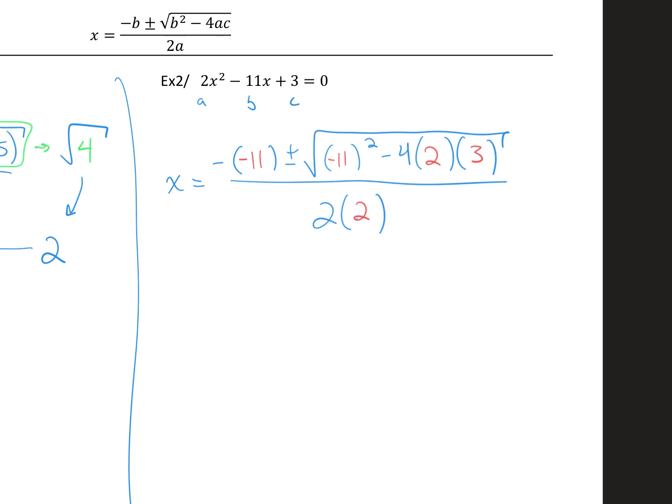Okay, make your easy calculations first. Remember, it's going to be this and this. Negative and negative 11 is positive 11, plus or minus something, all over 2 in the bottom times another 2 is 4. Okay, what about this square root?